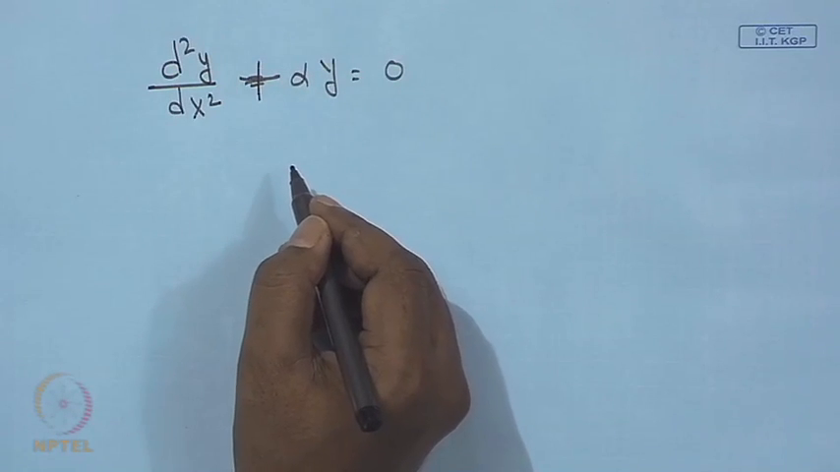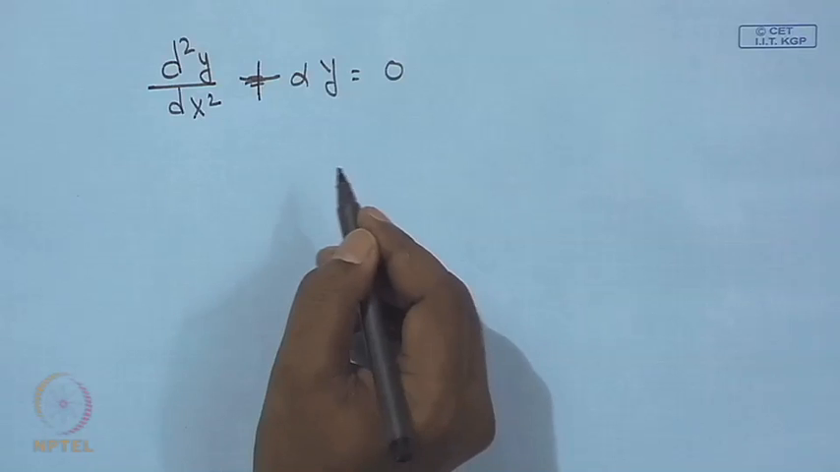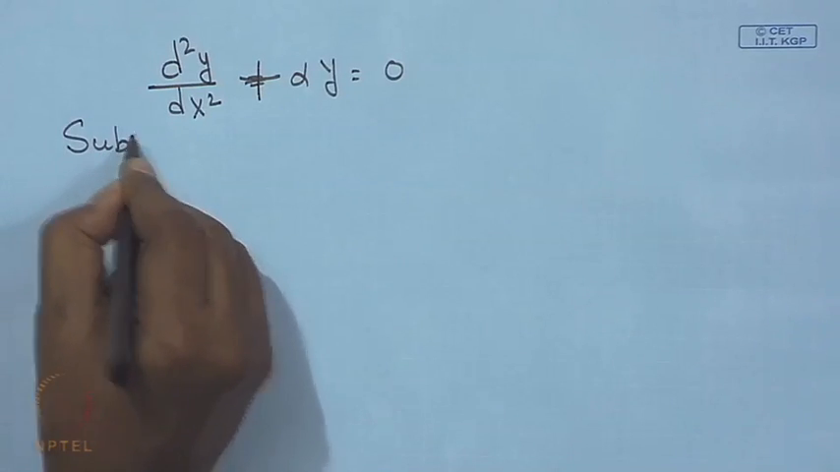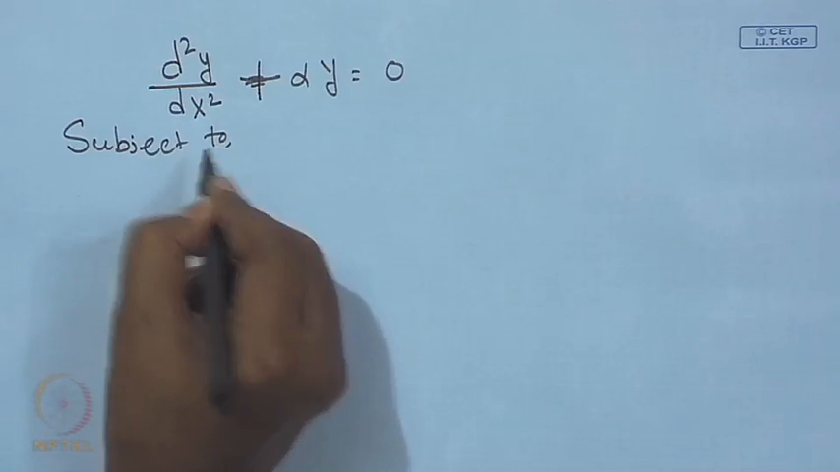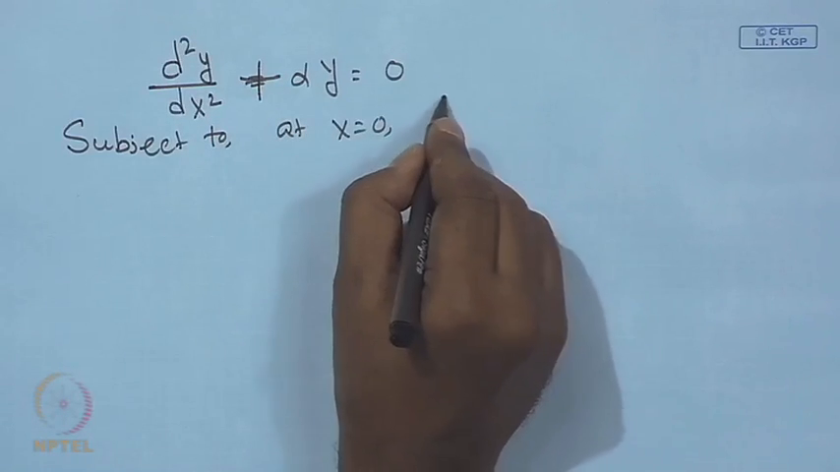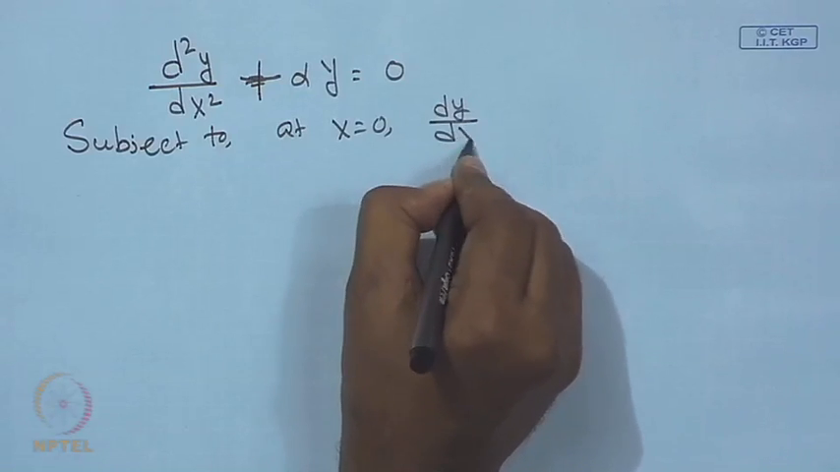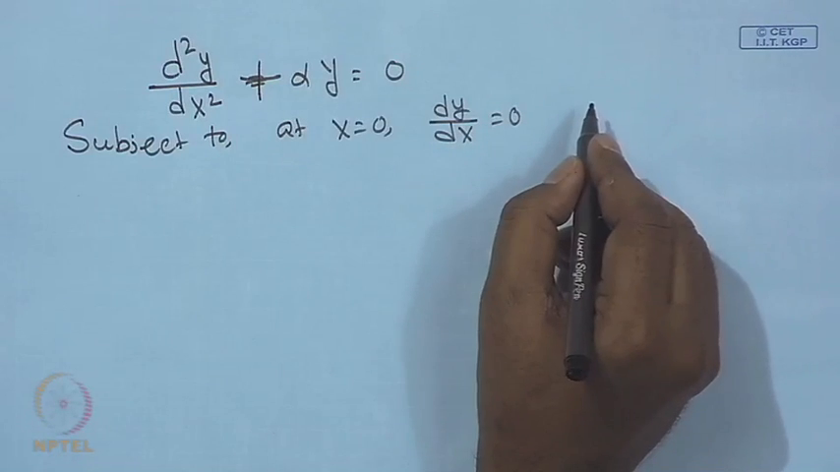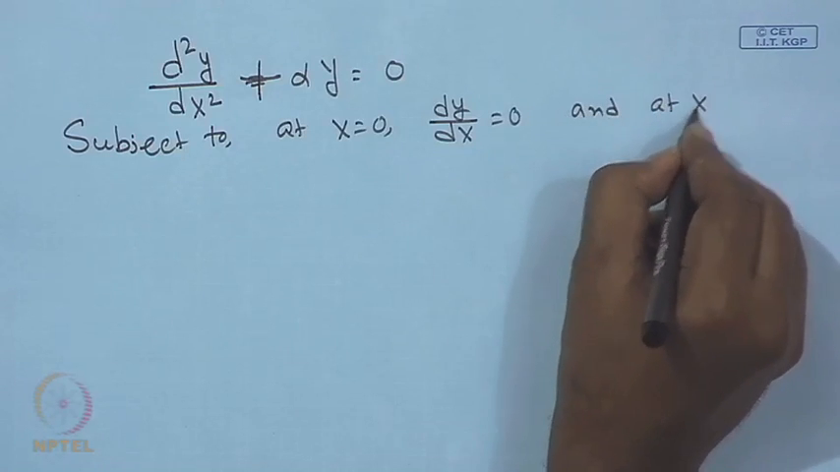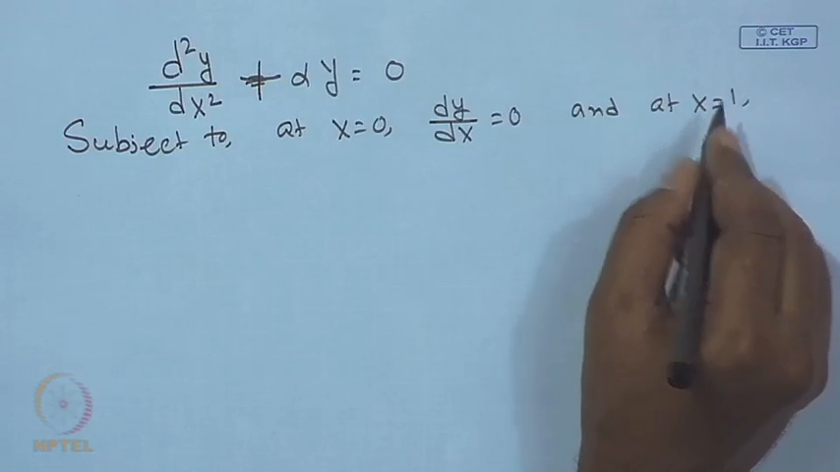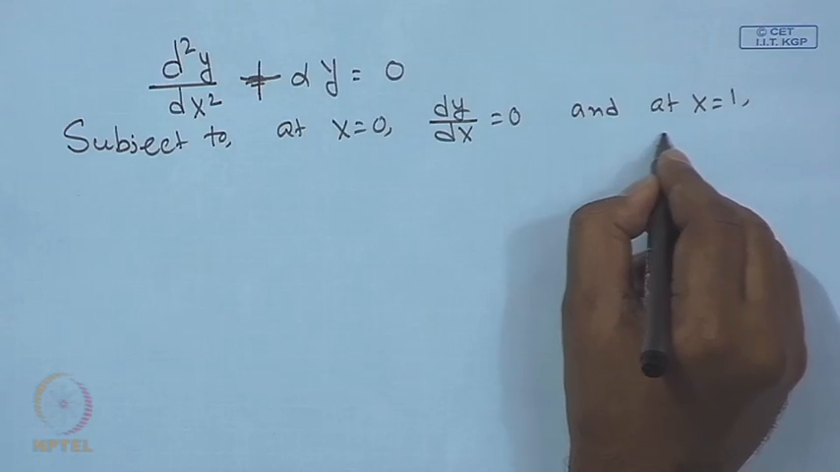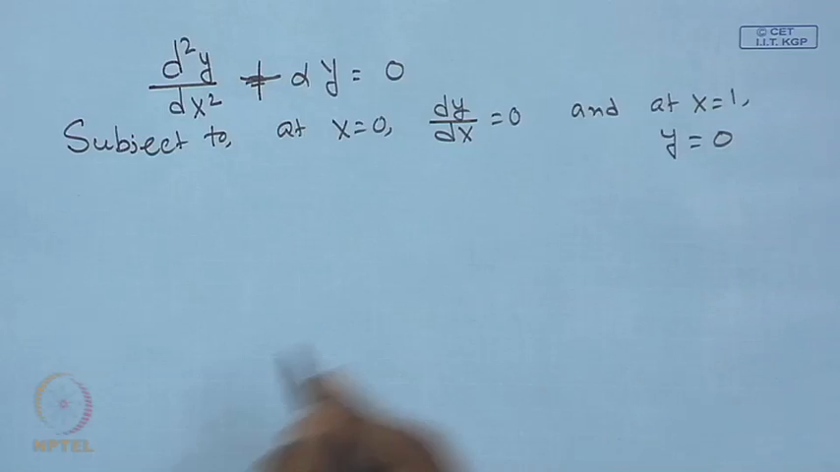Now, what we do? We change one boundary condition from Dirichlet to Neumann. Subject to, at x is equal to 0, we have a boundary condition dy/dx is equal to 0, and at x is equal to 1, we have y is equal to 0.